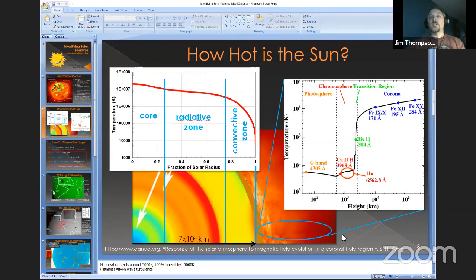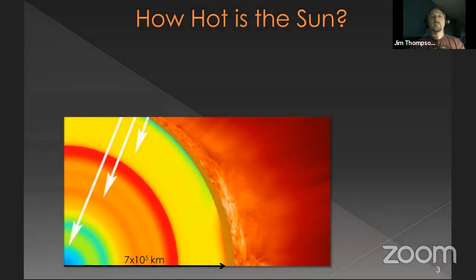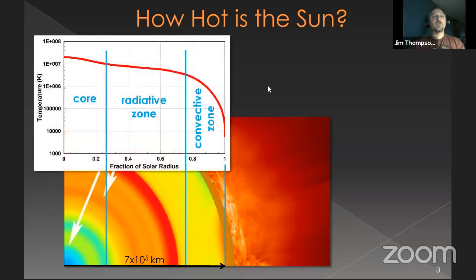Okay, so you should see a slide here about temperatures on the sun. So here's a cross section of the sun. The inner quarter is the core. The middle half, I guess, is called the radiative zone. And then the outer quarter is called the convective zone. And if we look at the temperature in those areas of the sun, this is sort of what we see.